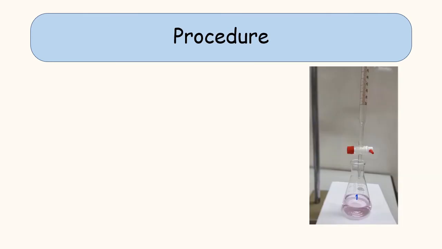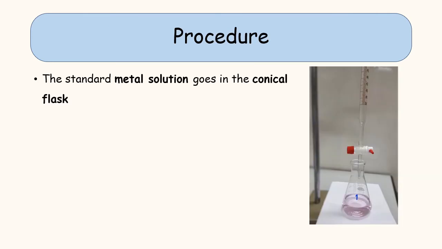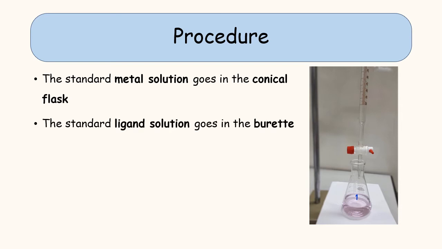So the procedure: your metal solution typically is what goes in the conical flask, and the standard ligand solution is what goes into the burette.